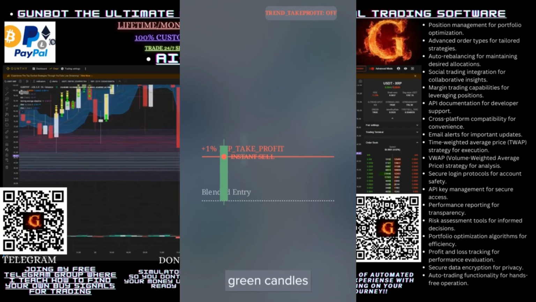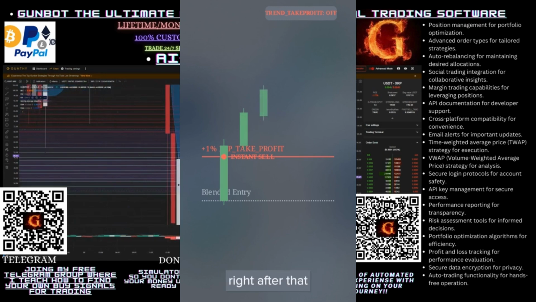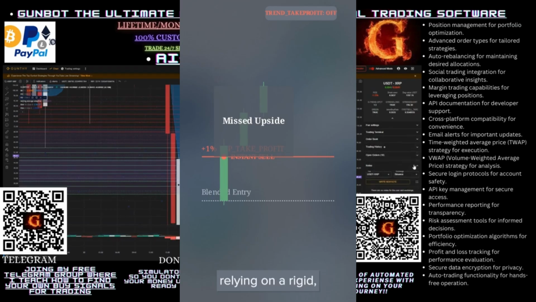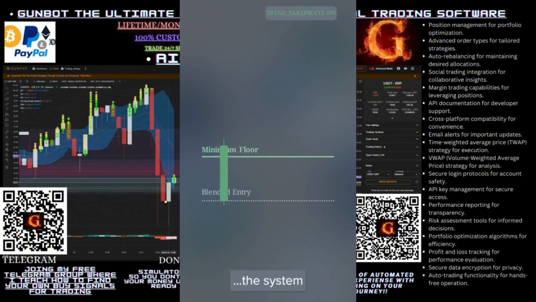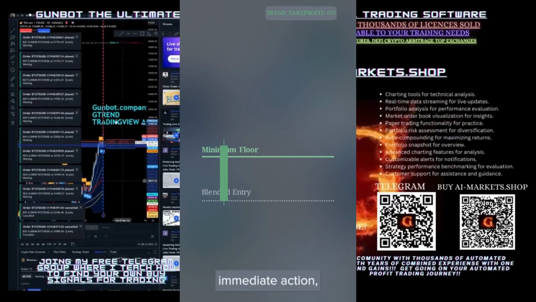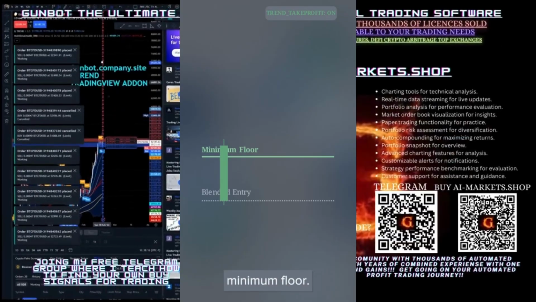But strong bullish green candles continue to form right after that instant sell line. You miss that specific upside by relying on a rigid, instant threshold. When the price crosses the same threshold and trend take profit is true, the system executes no immediate action, turning that fixed percentage into a minimum floor.